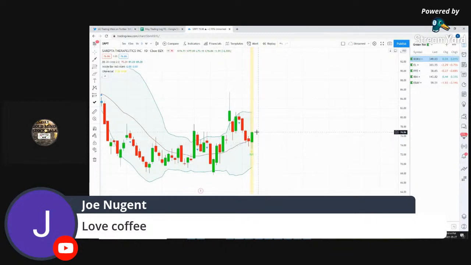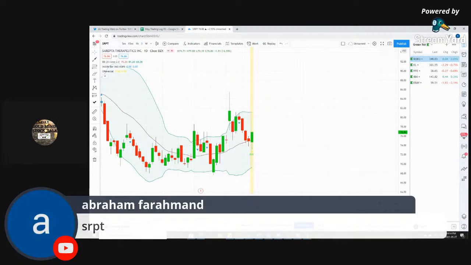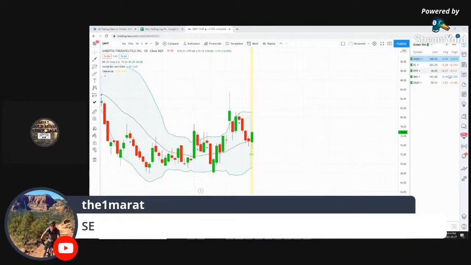Outside day on SRPT, all right? So be looking for that play tomorrow. You can just say, hey, if it breaks above this, I'm going to go long. If it breaks down here, I'm going to go short. So keep an eye on the SRPT. That's a nice one, outside day. Okay. Yep. And then we have SE.